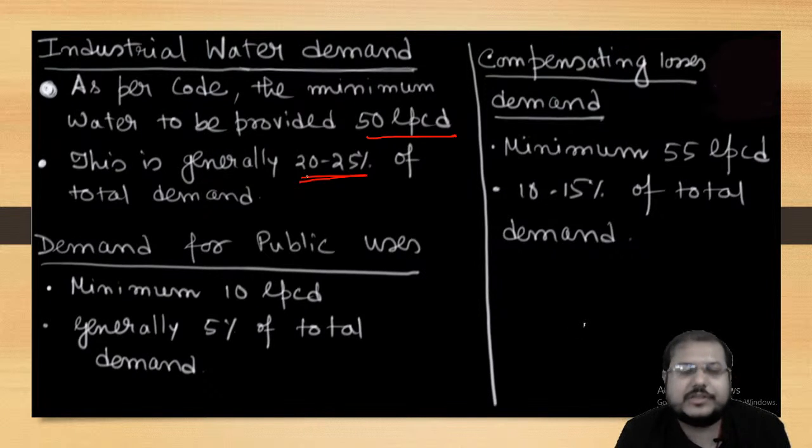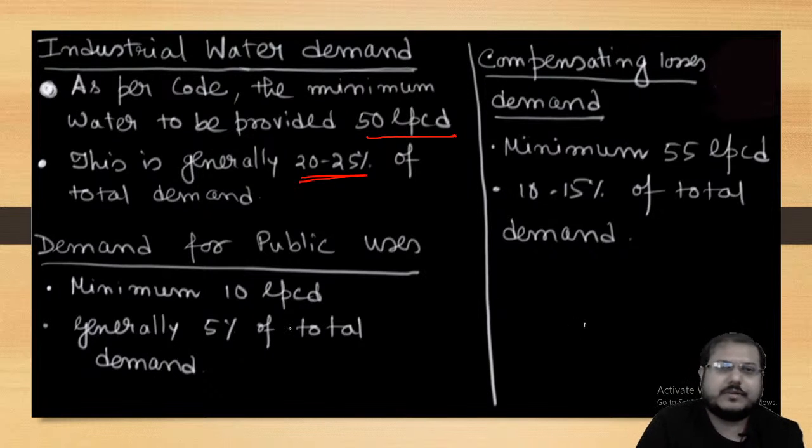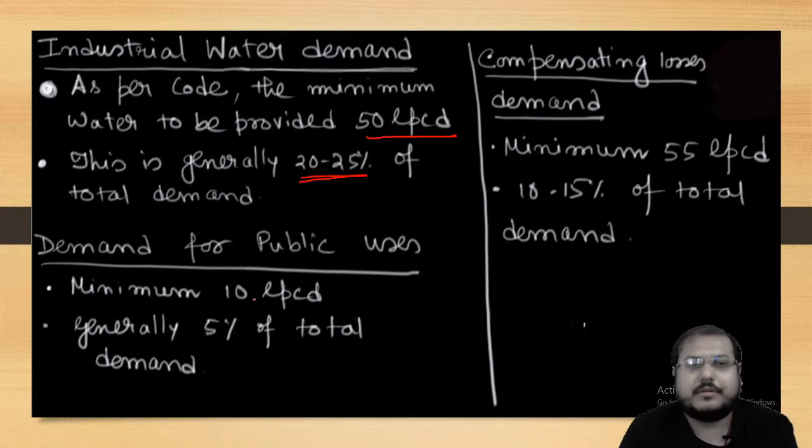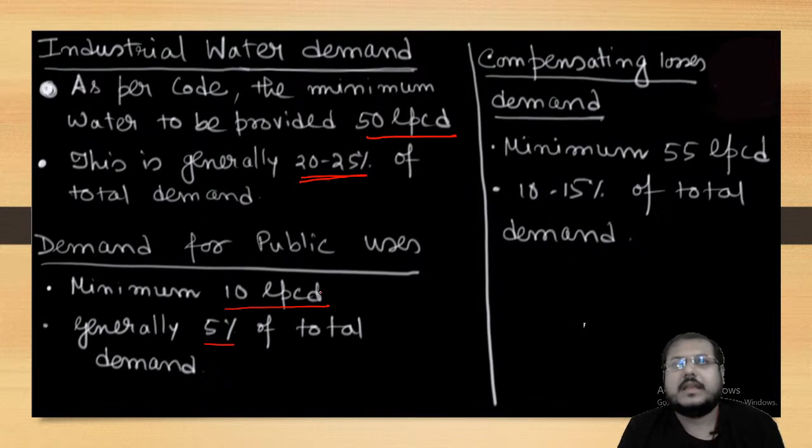The next one is demand for public uses, which is minimum 10 LPCD water. I have already discussed that public uses demand means the demand where water is used for general common public uses, and generally it is 5% of the total demand. 10 LPCD water is the minimum to get used.